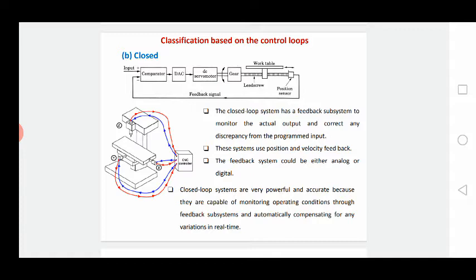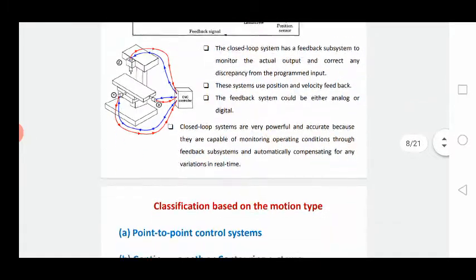So closed loop systems are very powerful and accurate because they are capable of monitoring operating conditions through feedback systems and automatically compensating for any variations in real time. So it is a capable system compared to an open loop system. We can get feedback of the operating conditions, and the system itself copes with any changes needed, and accurate work will be done here. So that is the closed loop control system.